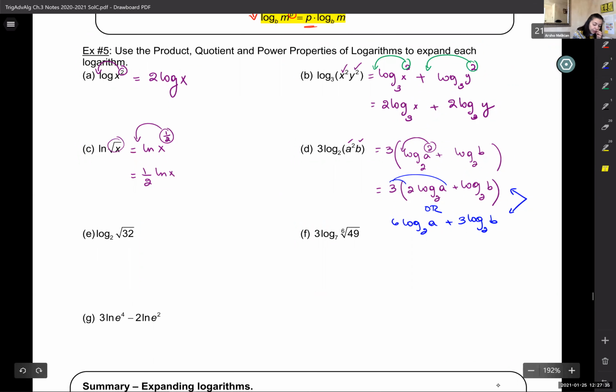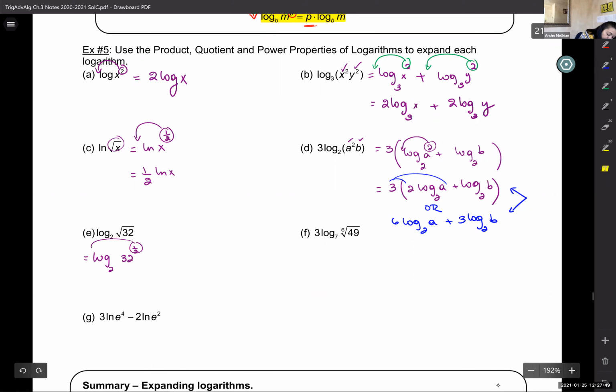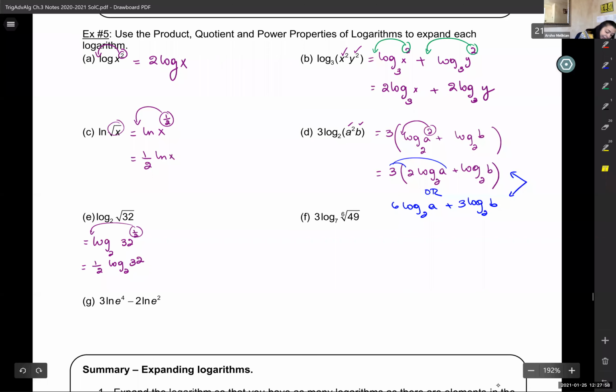Okay, this next one is really exciting. Look at this one. I have a root. So first I need to rewrite the root as a 1/2 as an exponent. Okay, then 1/2 comes down. But now, this is 1/2 times. I can actually simplify this, right? Like we were doing in the last lesson.